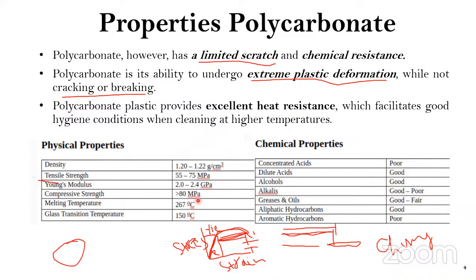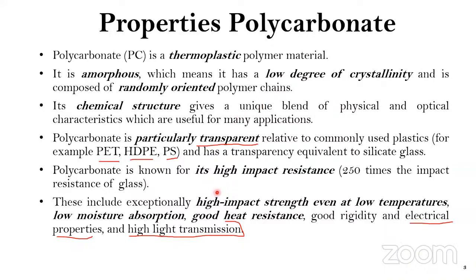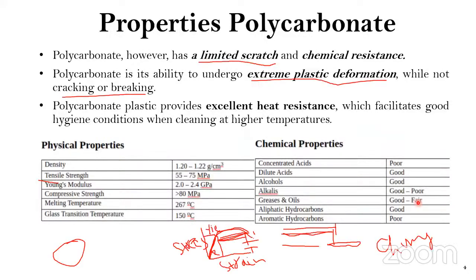Due to that, they have a melting temperature in the range of 265 to 267 degrees Celsius. And the glass transition temperature is how much? 150. Due to the presence of a high glass transition value, they can sustain high impact strain even at low temperature. So the strain can be sustained at low temperature also.